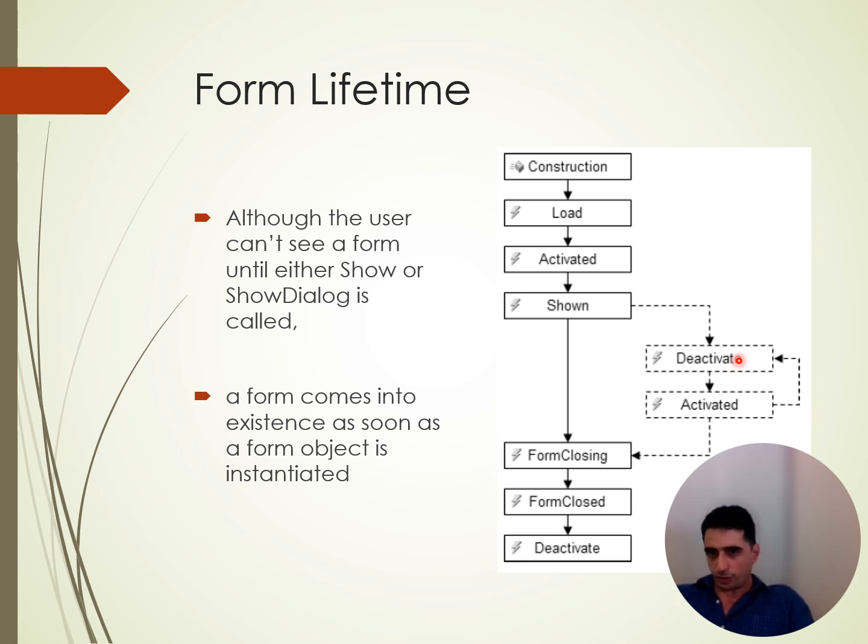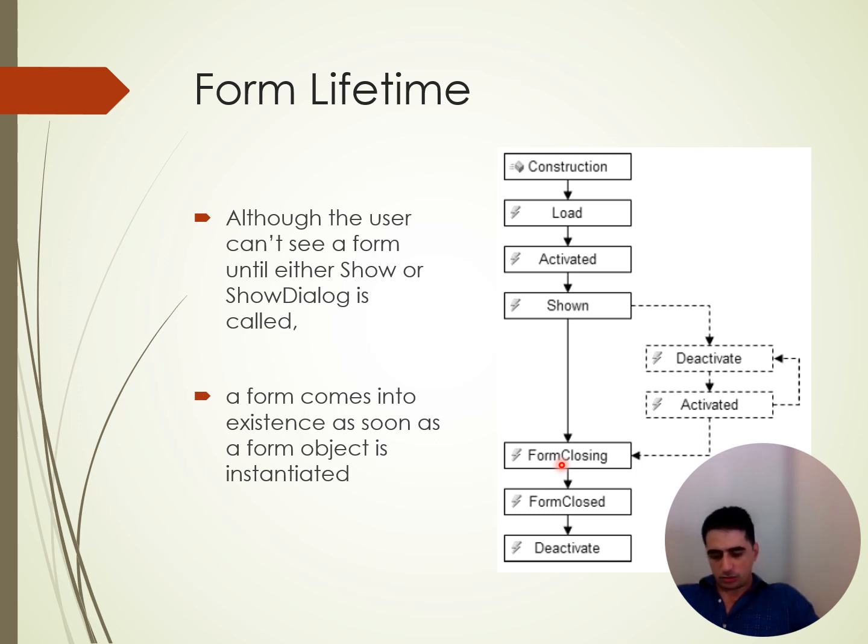So there would be a possibility of many alternating sequences of deactivate, activate, deactivate, activate events during the lifetime of a form, and at some point the user wants to close the form. When you want to close the form, let's say you either click on the close button on the top right corner or use any other approach, you're getting into a sequence of three final events. One of them is called form closing. This is the last chance for the programmer to abort the closing process.